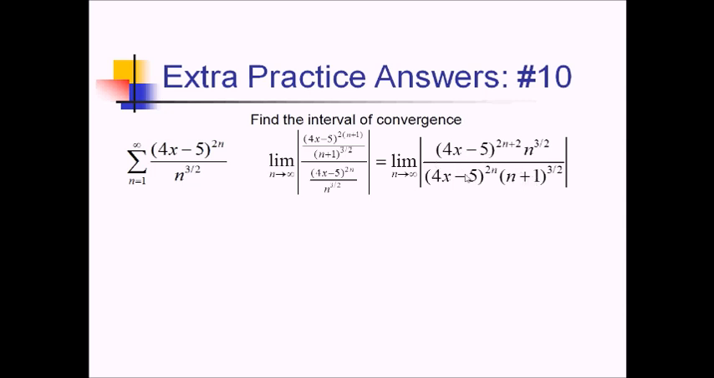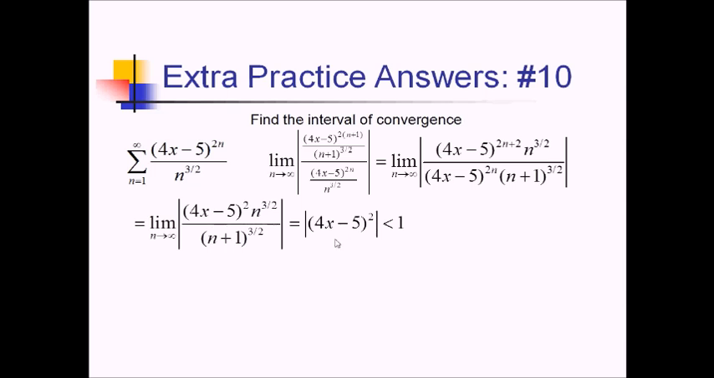For now, though, we can simplify these 4x minus 5s. Subtracting the exponents, I really just have 4x minus 5 squared up top. And now we also have an n to the 3 halves, and this n plus 1 to the 3 halves is the only thing left downstairs. As n approaches infinity, we can forget about this little plus 1 in here. So it's really just n to the 3 halves over another n to the 3 halves, which is going to cancel, leaving us with just 4x minus 5 squared. So we'll set this less than 1 as part of our ratio test. And if we solve this, we'll find at least an initial interval of convergence.